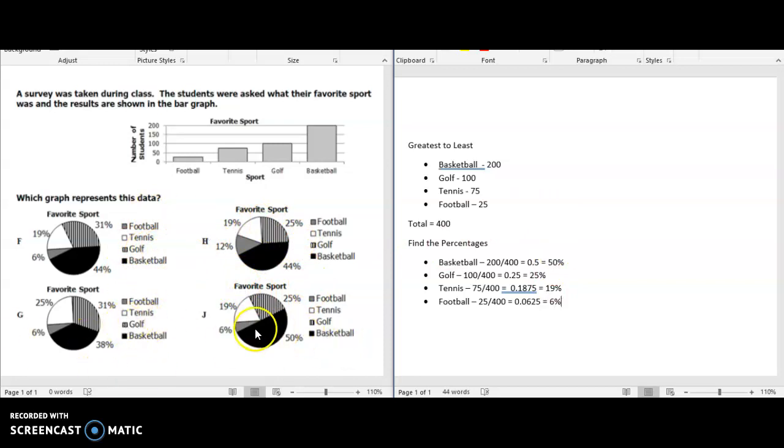Now that you have all your percents, you can check your answer choices and see which one matches, and J is the only one that matches the percents. This problem is directly from the work that you have to do, and it's the only one that actually requires you to do all this extra work.